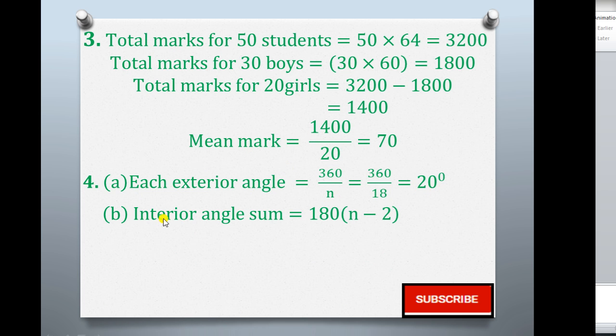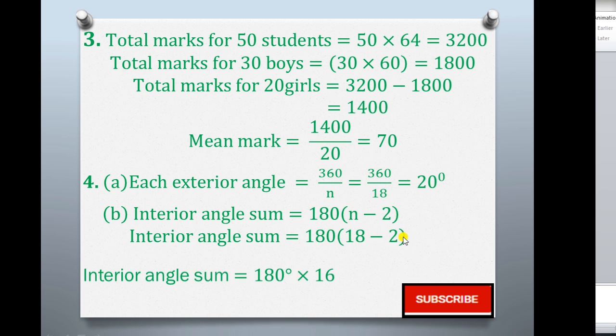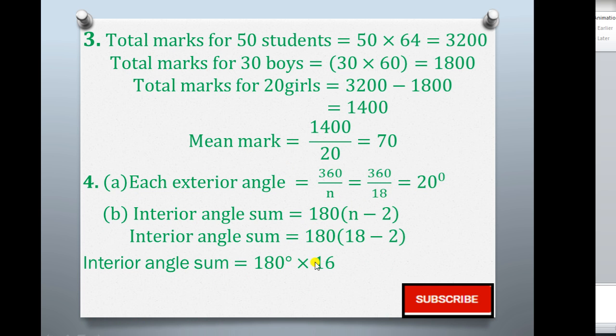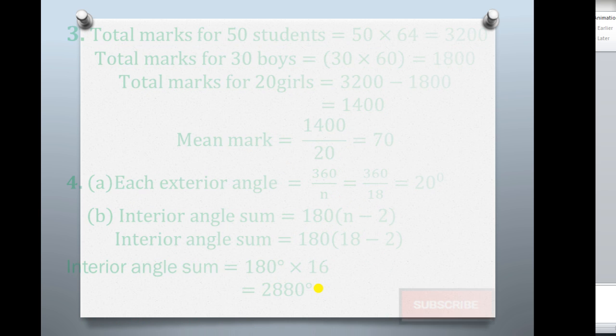Then getting back to part B, they say the interior angle sum, which is also given by the formula 180 into n minus 2. But remember, n is still the number of sides. And we know that the number of sides is 18. So when you substitute for 18 there, you shall have 180 into 18 minus 2, which is as good as 180 degrees multiplied by 16. And that gives us the interior angle sum as 2,880 degrees. We can now move on to question 5.